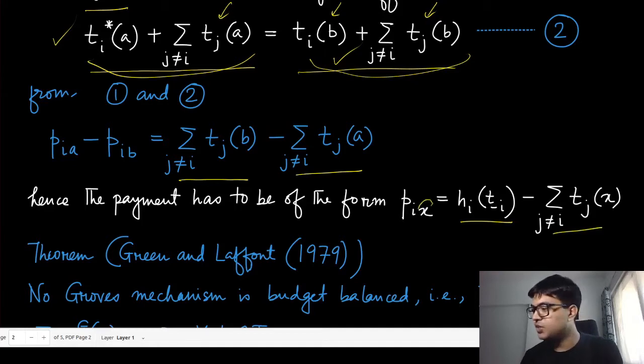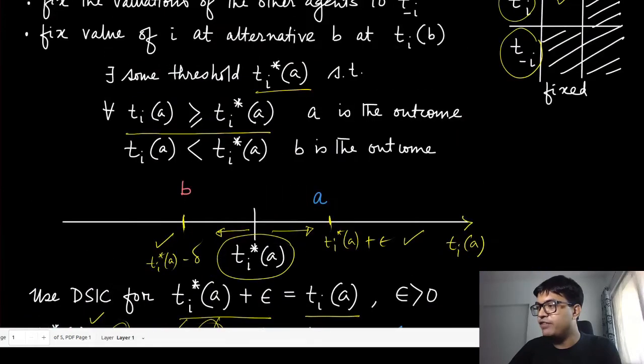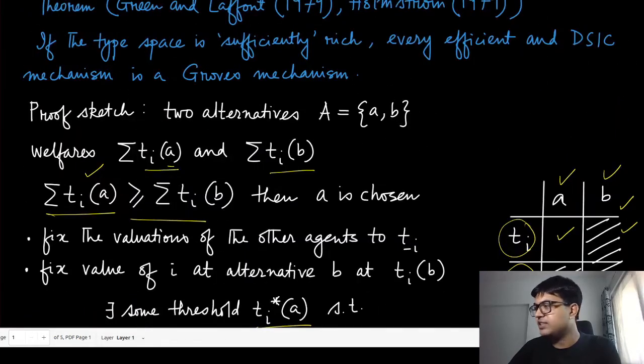So essentially we are looking at Pi of x, so any outcome x, x can be either A or B, and the second term will be the sum of the valuations of all the agents at that outcome, and the first term will not depend on the type of player I at all. And if you think carefully, this is exactly the Groves payment. So this is not the proof, but it is an intuition for how you can go about thinking about how the payment would look like when we have efficient and DSIC mechanisms.